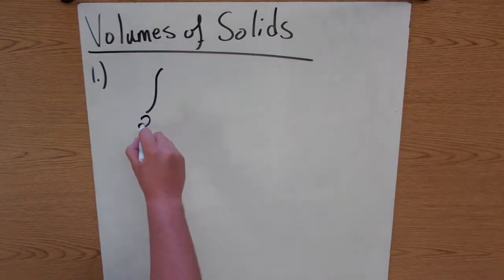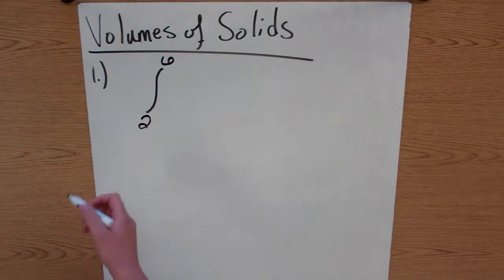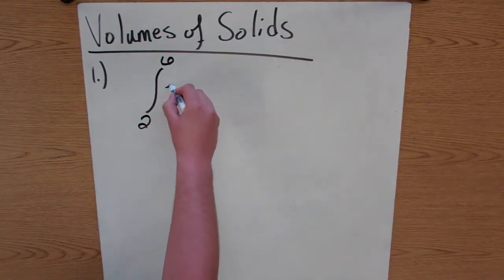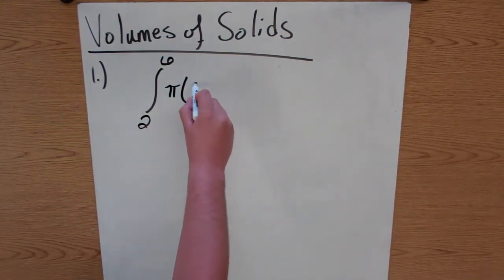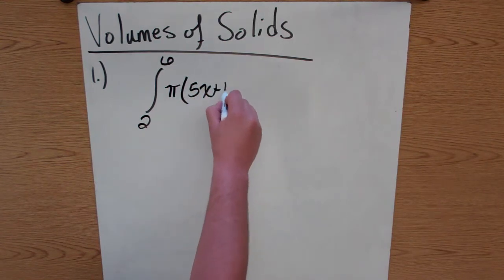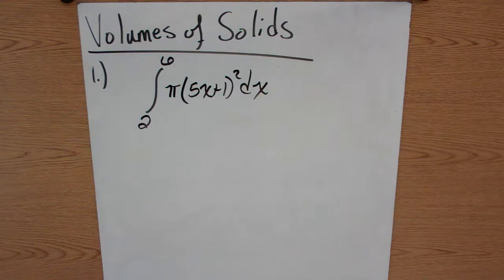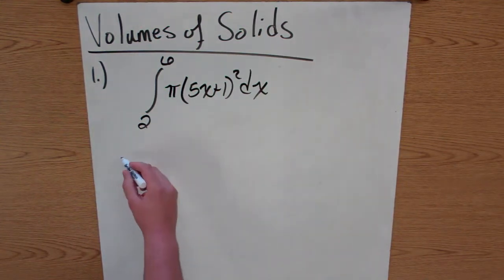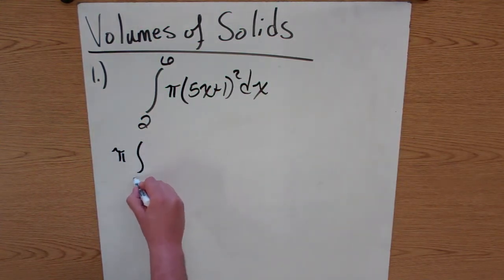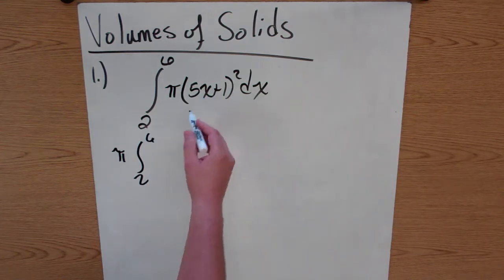Alright, we know we're integrating from 2 to 6 because it told us. And we know we have to do pi times radius squared. Well, we know our radius is 5x plus 1. So there we go. There's the setup. So now you know you can pull the pi out. 2 to 6. Go ahead and square this out.